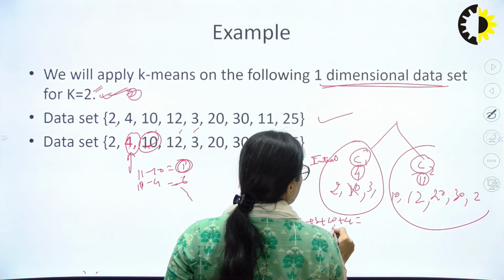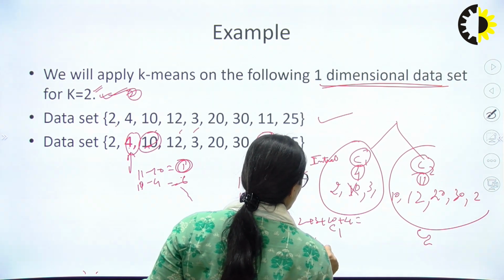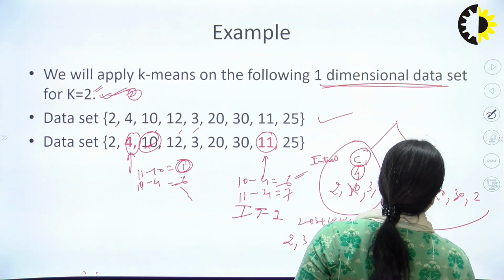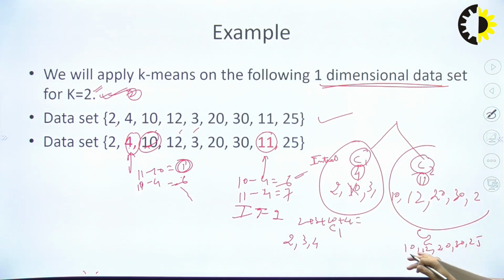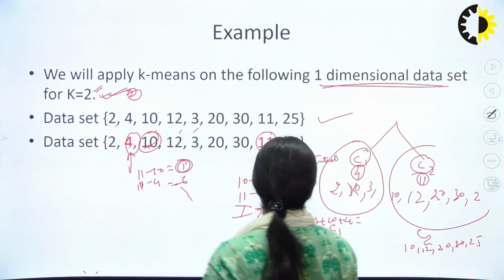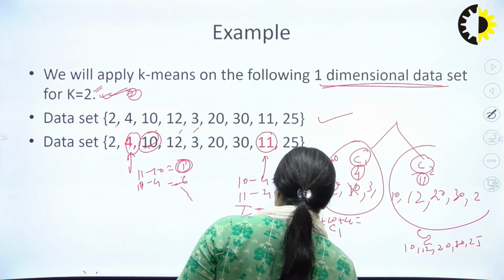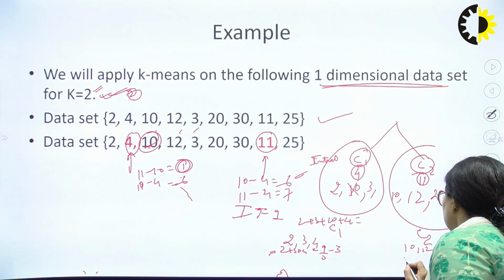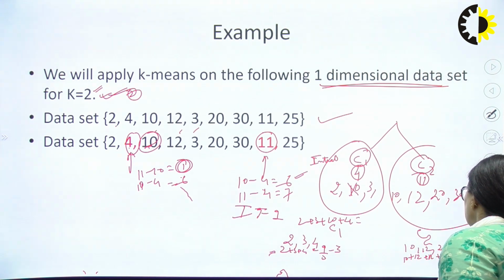So what all elements we have in C1 and what all elements we have in C2 is: C1 will have 2, 3, 4 and C2 will have 10, 12, 20, 30 and 25. Yeah, this is the cluster we are getting, right? Now we have to find its average to find the actual centroid as of now. So how do we find the average? 2 plus 3 plus 4 gives us 9, divided by 3, that gives us 3. Similarly, the average of this, 10 plus 12 plus 11 plus the rest.